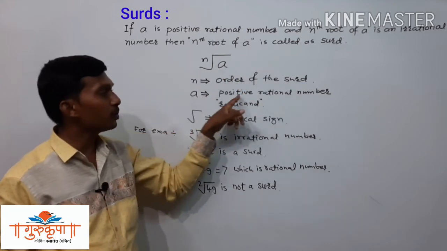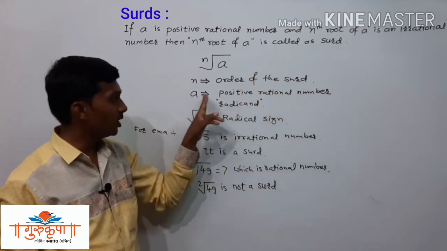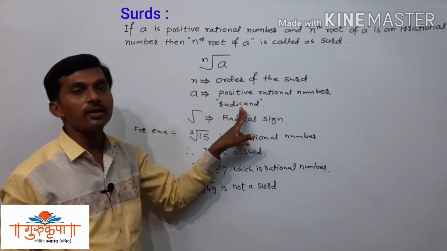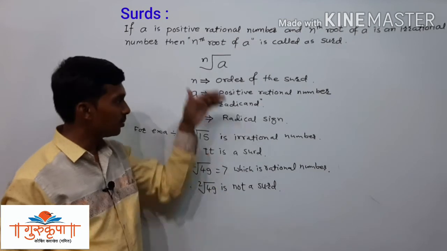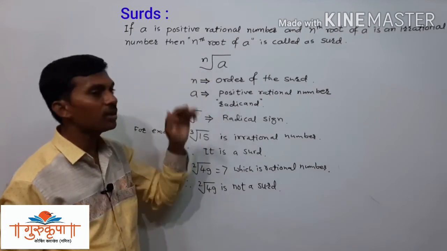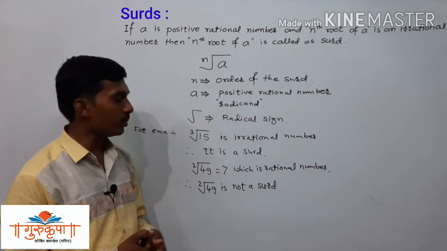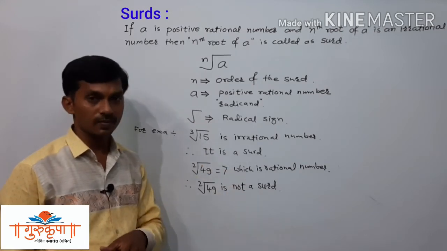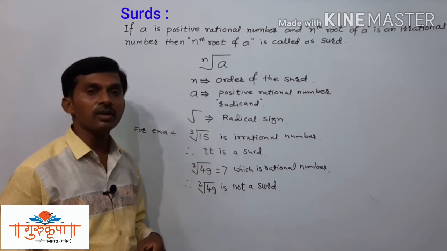Here a is a positive rational number, which is also called the radical, and this is the radical sign. Remember all these three things. These are very important things, and here we take two examples, out of which the first one is a surd and the second one is not a surd.